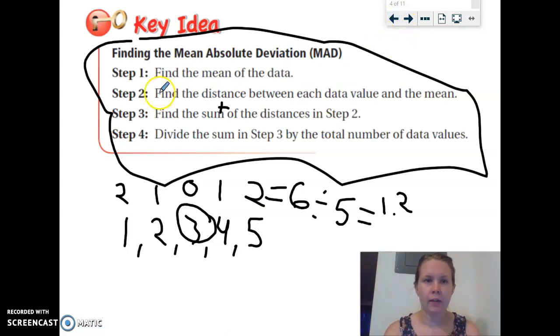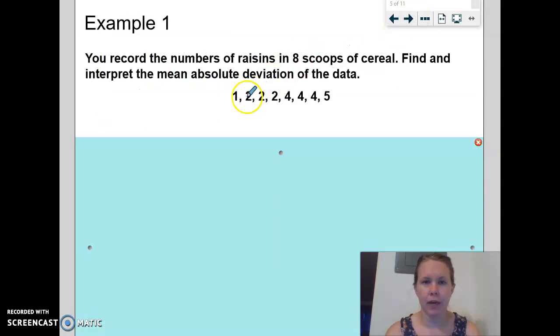So when I go back and look at my steps, my first step is to find the mean of the data. Remember, when we find the mean, it means we're going to add all of this up and divide by how many there are. So in total, there's 1, 2, 3, 4, 5, 6, 7, 8. 8 data values, okay?